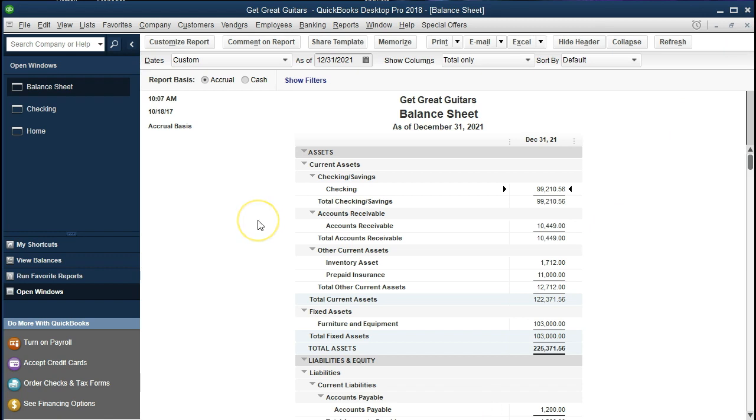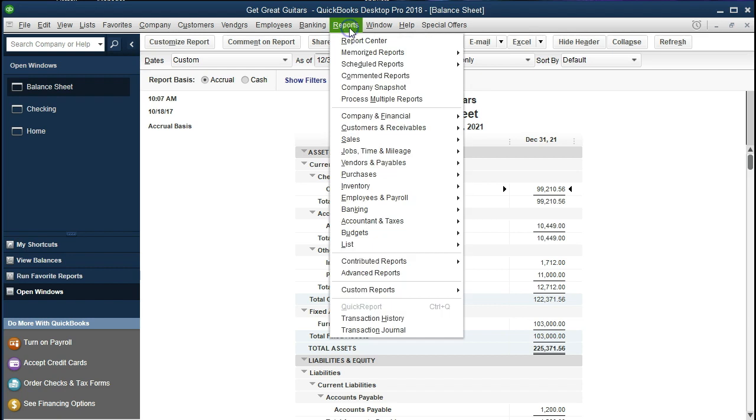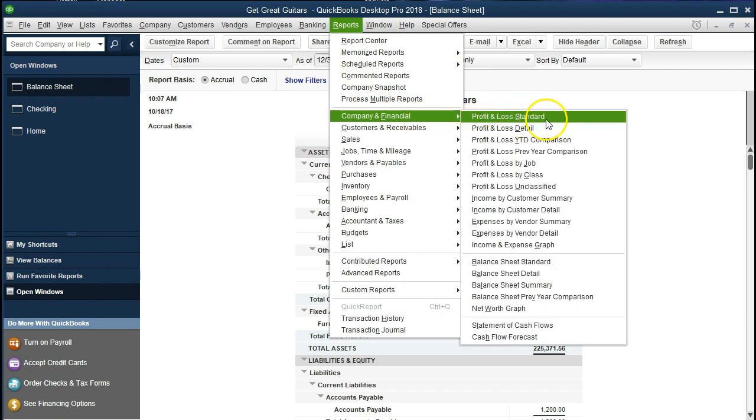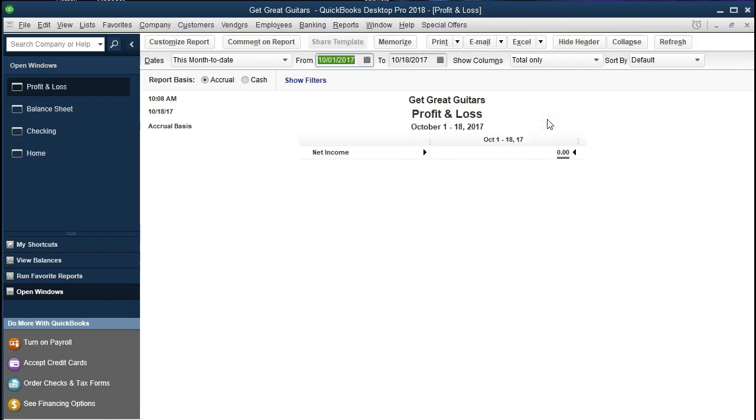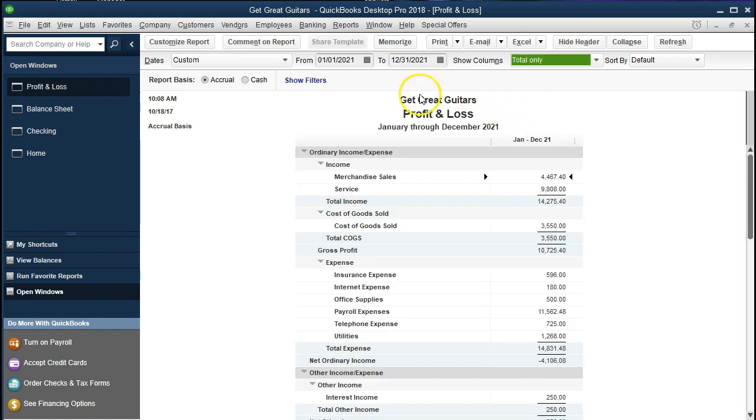In the most simplified format, you would think the other side of that will be on the income statement as an expense, or the profit and loss as it's called in QuickBooks. So we'll go to Reports, Company and Financial, Profit and Loss Standard. Changing the dates from 01/01/21 to 12/31/21, January 1st, 2021 to December 31st, 2021. We see the account Payroll Expenses. That's going to be the other side of this transaction.